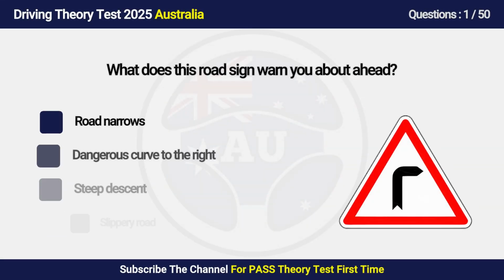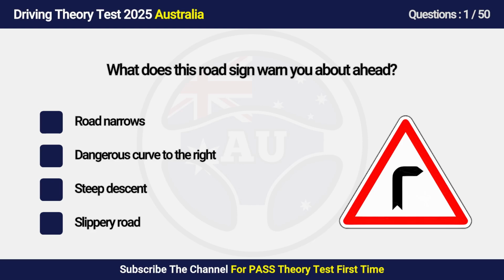Question 1. What does this road sign warn you about ahead? A. Road narrows. B. Dangerous curve to the right. C. Steep descent. D. Slippery road.